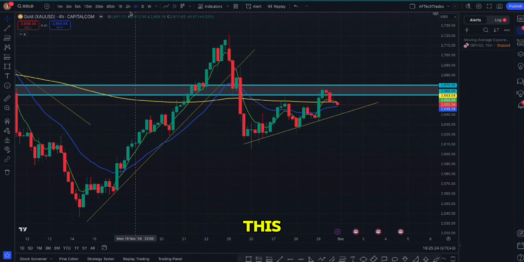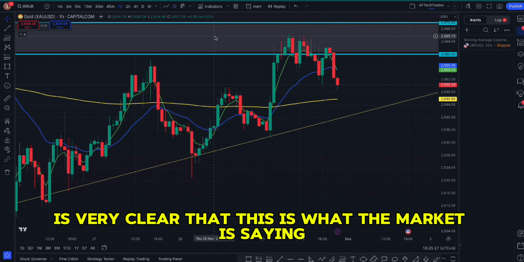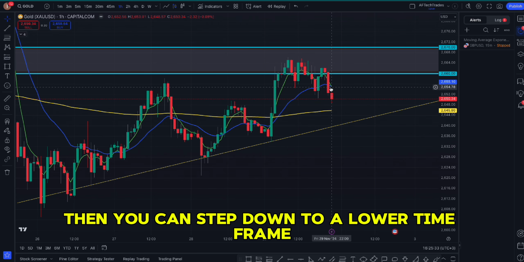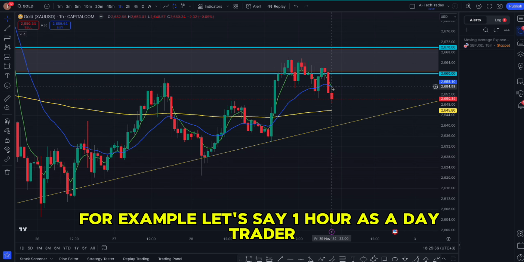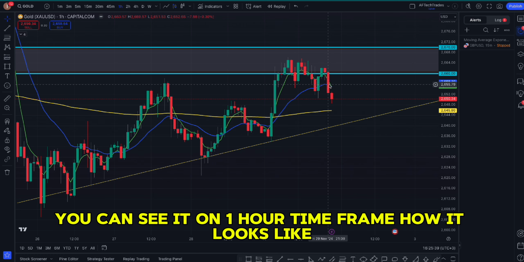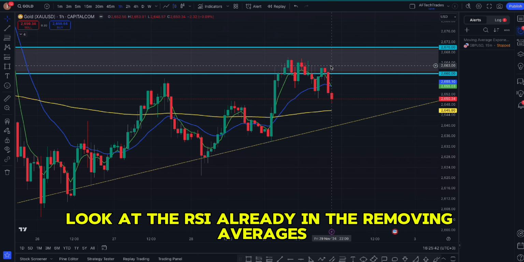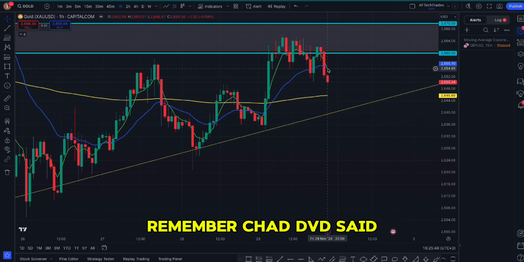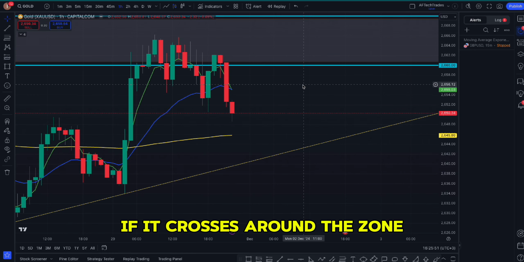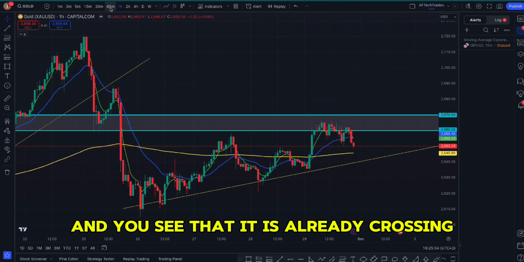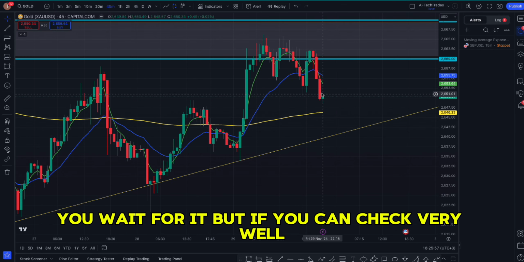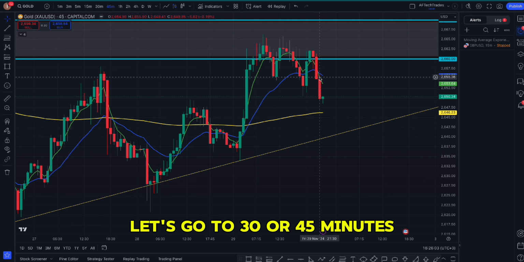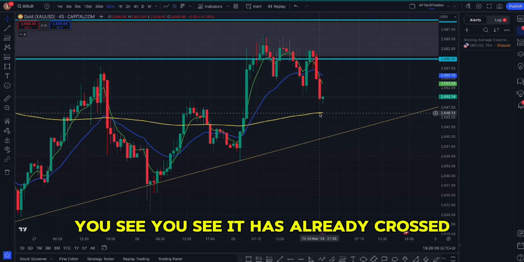Then you can step down to a lower time frame, for example 1 hour. As a day trader, you can see how it looks on the 1 hour time frame. You look at the RSI and the moving averages, and it's about crossing. Remember, ChatGPT said if it crosses around this zone, you wait for it to cross. If you go to a lower time frame, let's go to 30 or 45 minutes, you see that it has already crossed. This will tell us that definitely this market is coming down.